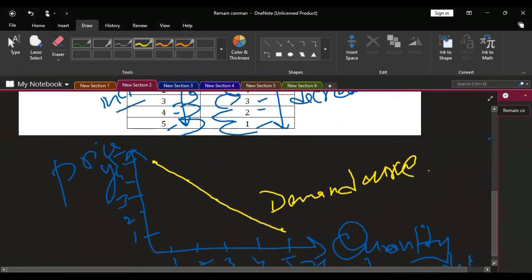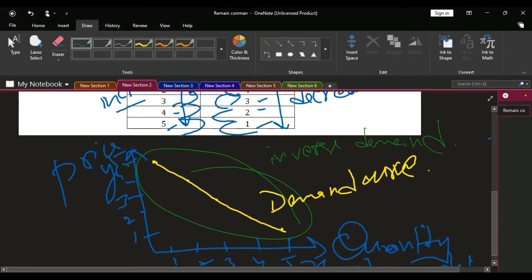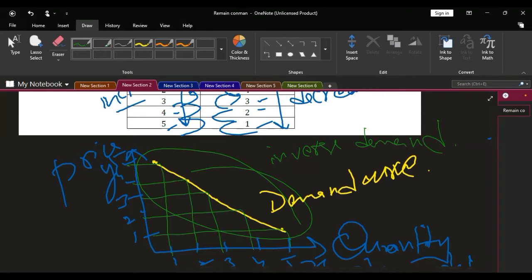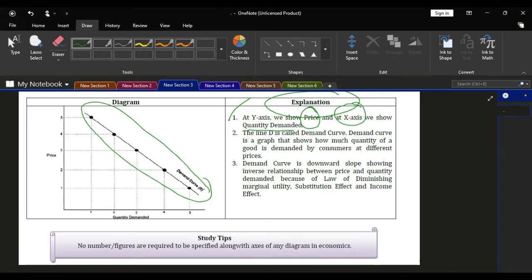This downward slope shows a lot of things that are happening here. The downward curve firstly shows the inverse relationship between the price and the demand. Now let us make an interpretation of the diagram. On the y-axis we show price and on the x-axis we show quantity demanded. This line is called the demand curve.